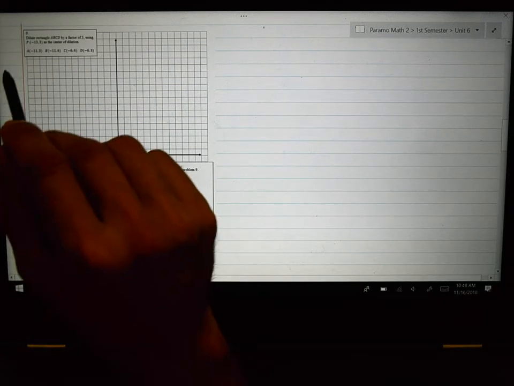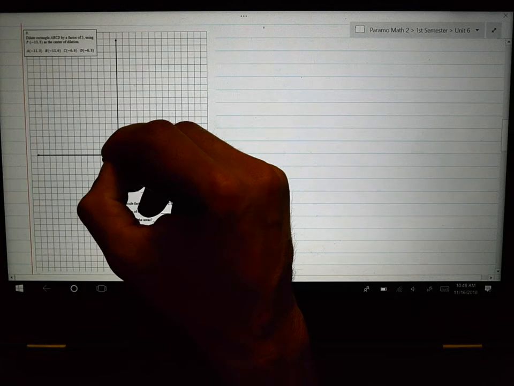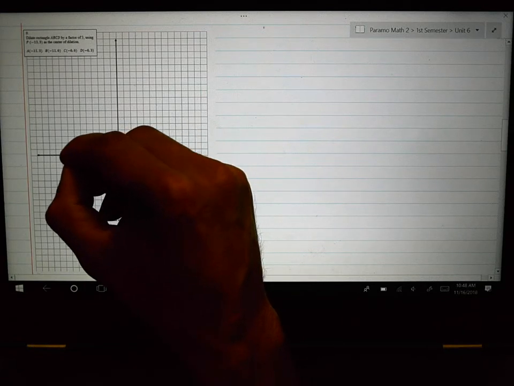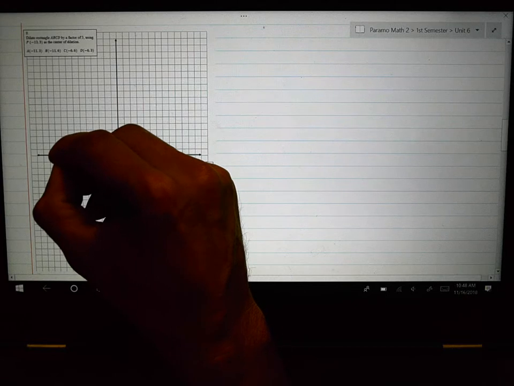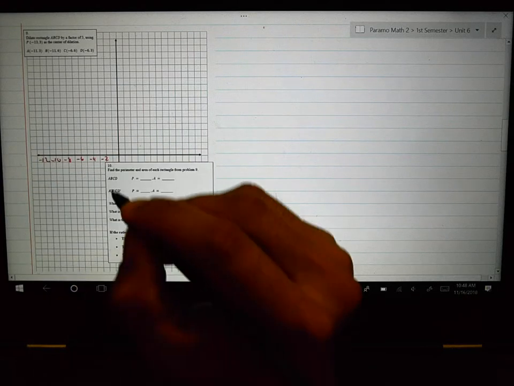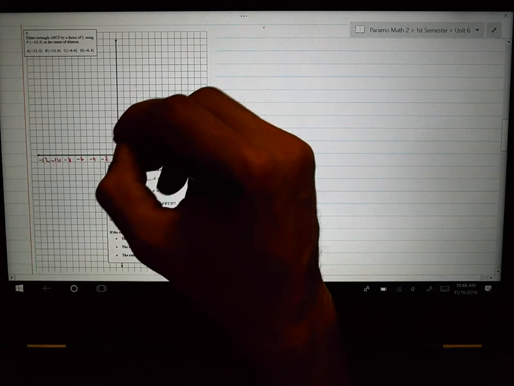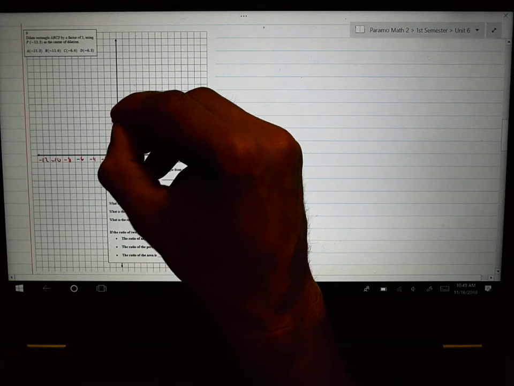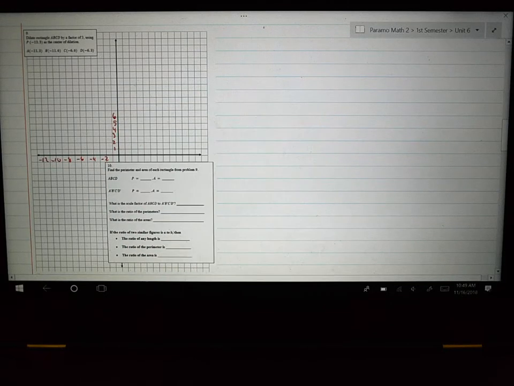I see some numbers. I'm going to need to label my axes. I'm going to go -2, -4, -6, -8, -10, -12. These look like positives, so I'm going to just do 1, 2, 3, 4, 5, 6. I think that will be pretty darn close.